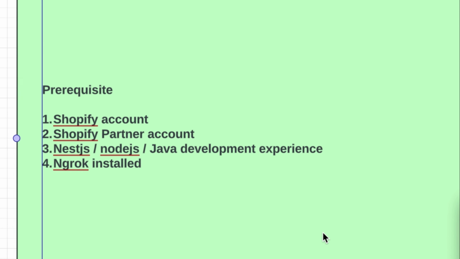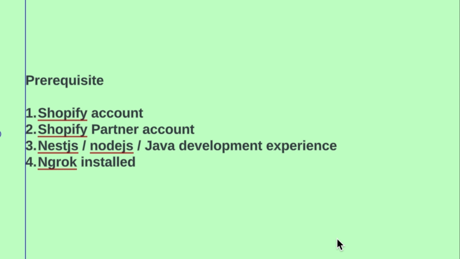Okay friends, so here are the prerequisites for this tutorial. What you need is a Shopify account. If you don't have one, you can create a free account. You need a Shopify partner account to create a custom app. That also you can create for free. And you would need any server-side application framework, be it NestJS, Node.js, or Java development experience. And then you should also have ngrok installed on your local machine for tunneling, for testing purposes.